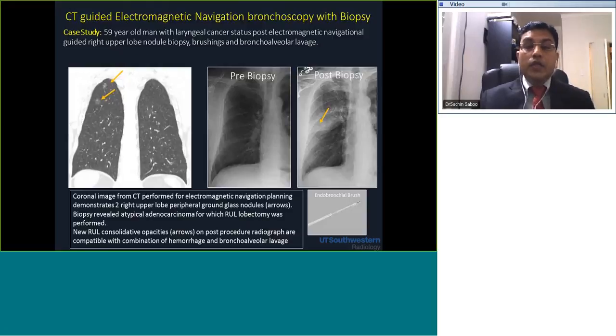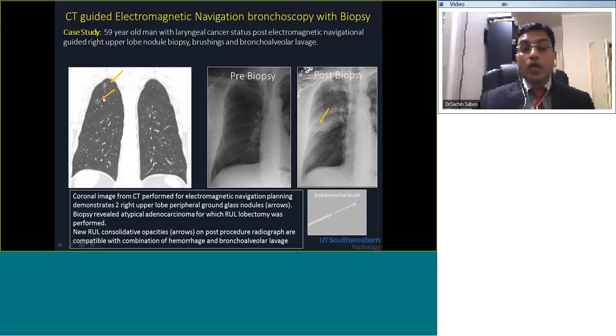This is something which is upcoming and has been used at advanced centers for biopsy. This is a CT-guided electromagnetic navigation bronchoscopy with biopsy, and I will go on the indications of this on subsequent slide, but let's take an example. This is a 59-year-old man with laryngeal cancer, post-electromagnetic navigation bronchoscopy biopsy, and also patient underwent brushings and lavage during this procedure. What we see on the coronal CT images are the two ground glass opacities, but note they are peripheral, and so therefore approach for this is very important.